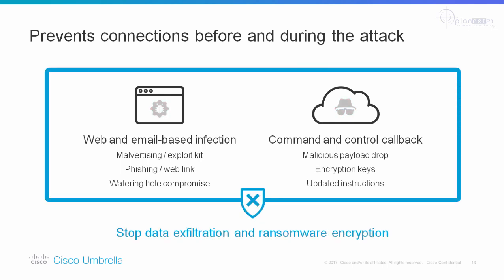Stopping data exfiltration or the download of ransomware encryption keys. C2 callbacks are blocked using the same DNS enforcement process described a moment ago. And in the event that the malicious payload is designed to bypass DNS and use a direct IP connection, Umbrella goes beyond DNS to provide malicious IP blocking and enforcement.